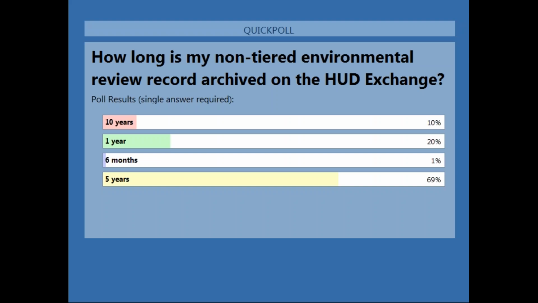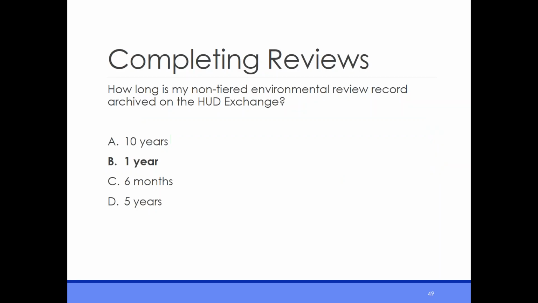All right, this one might have been a little tricky. The answer is B, 1 year, for non-tiered environmental reviews. So sorry if that was a tricky question. For tiered environmental reviews, those are archived on the HUD Exchange for 5 years.